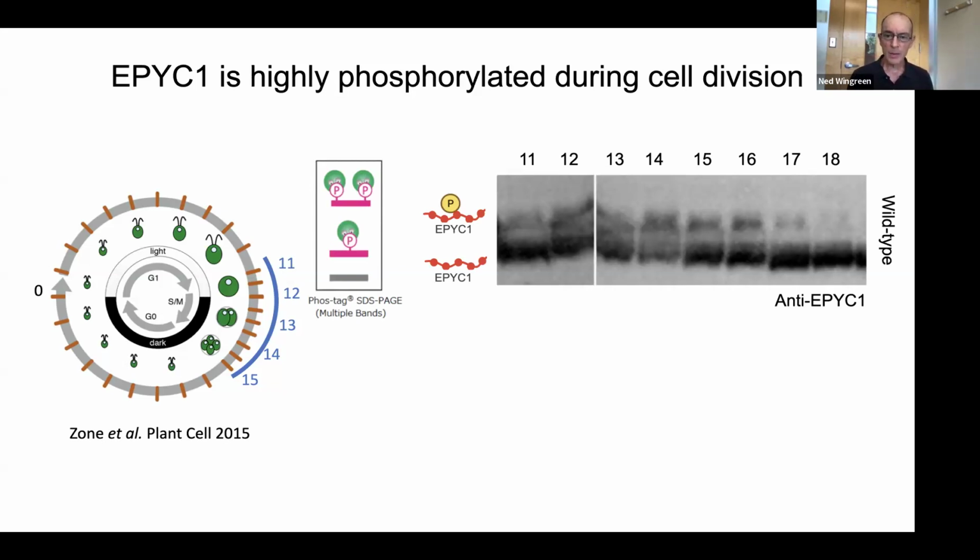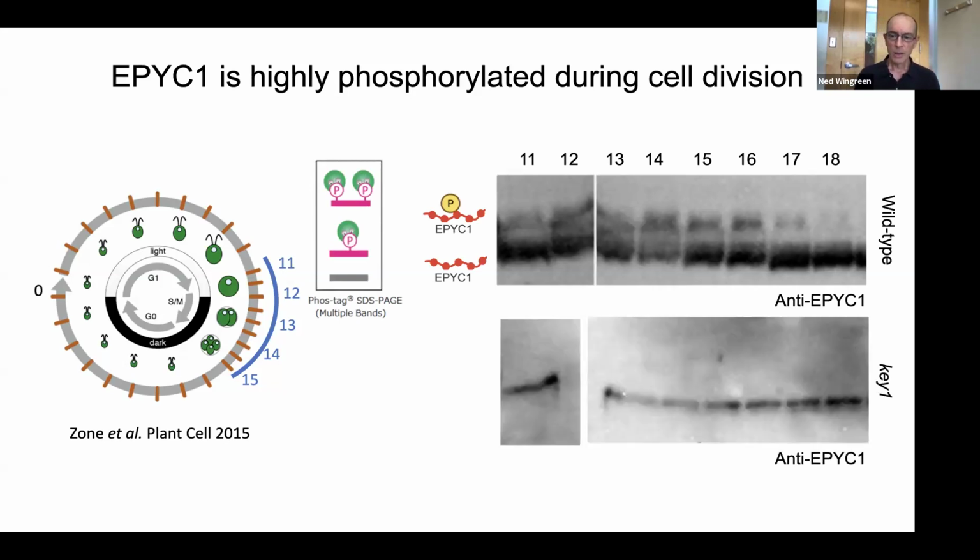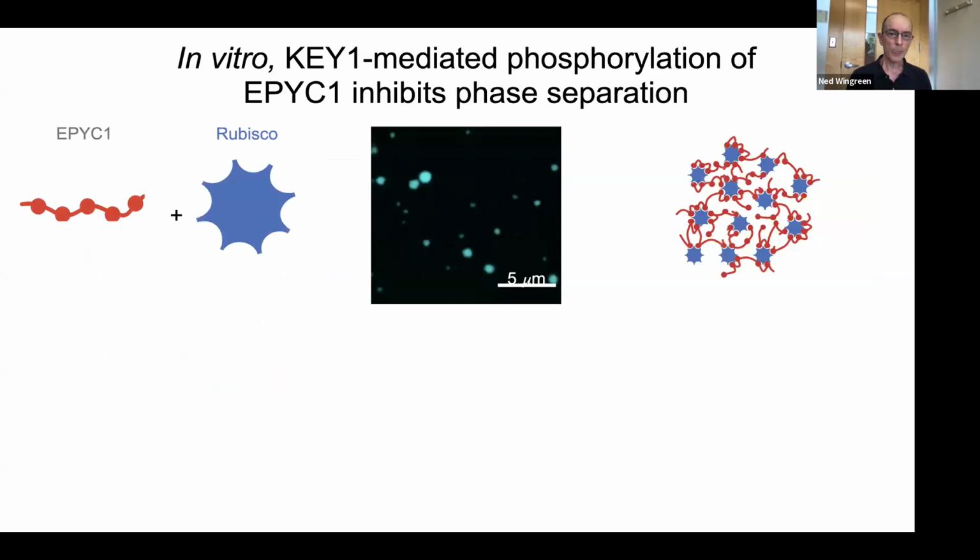That upper band there is showing you the phosphorylated EPIC1, which peaks just when the cell is going to go through division, just at the end of the day. And if you don't have this enzyme Ki1, then you don't have the phosphorylated EPIC1. So it's sort of hanging together. Ki1 is what's making EPIC1 phosphorylated. At the end of the day, that's causing the pyrenoid to fall apart because the EPIC1 is no longer sticky for rubisco.